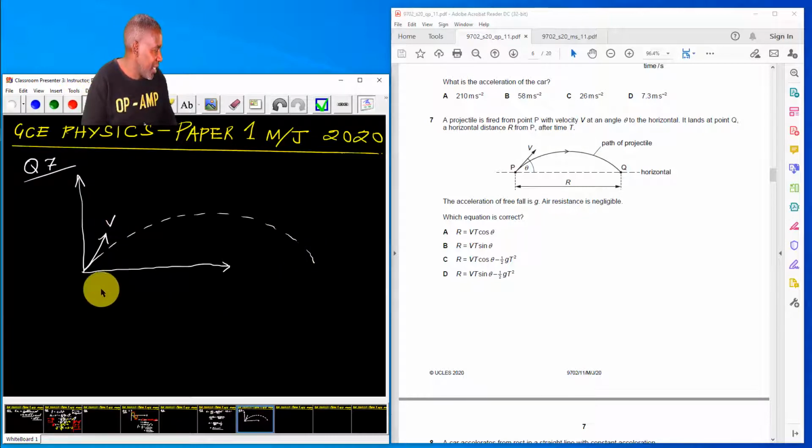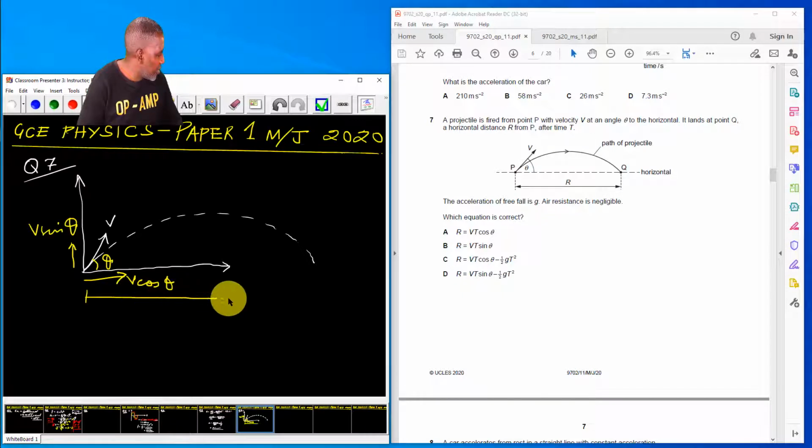We go ahead and resolve this into the horizontal component of the velocity, which is v cos theta, and the vertical component, which is v sin theta. Forgive my handwriting there because my graphics tablet is not in a very good position. So this is the range.